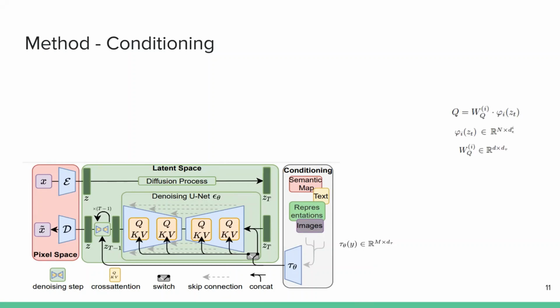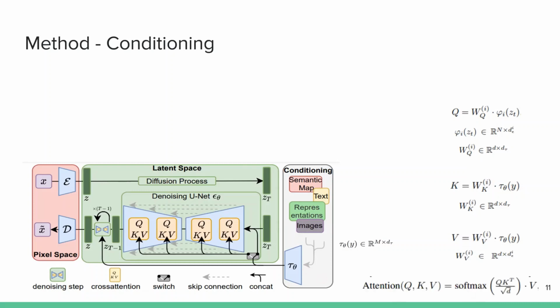As we know, the attention mechanism is composed of the query matrix, the key matrix, and the value matrix. And the query matrix is calculated using the feature maps of the UNet, while the key and value matrices are calculated using the features from the conditioning input. Finally, attention is calculated using this formulation that we have seen previously. Now I'll hand over to Stefan to discuss the experiments.